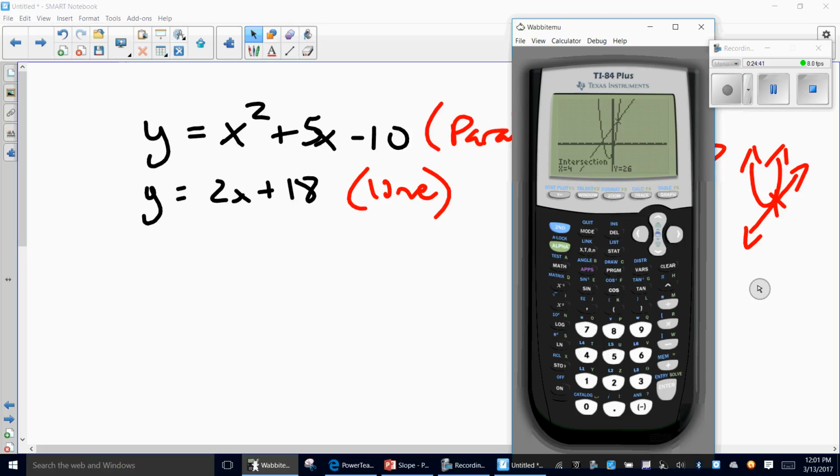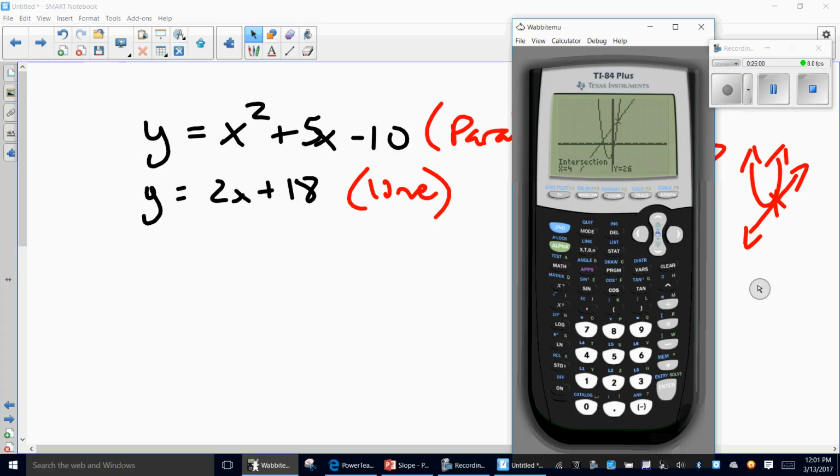How do I go get the second point? If I just hit second calc, intersect, enter, you know what it's going to get? 4, 26. If I do it again, it's going to get 4, 26. How can I get this point over here?